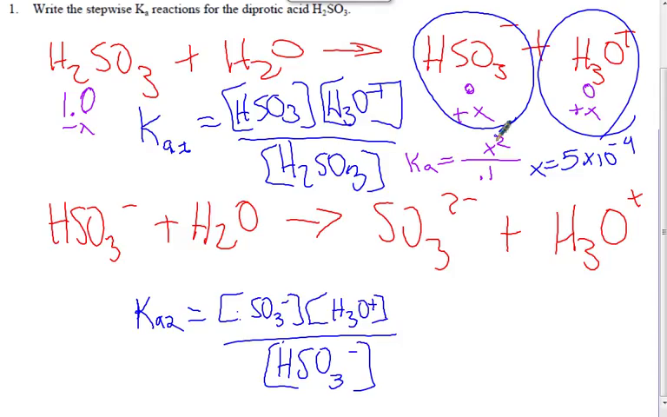Check out the second reaction. Is there HSO3 minus 1? Yes, there is, right here. So the initial amount of this would be 5 times 10 to the minus 4th, because it was made in the first reaction. So it's now the initial part in the second reaction.